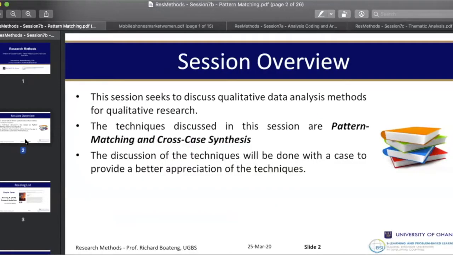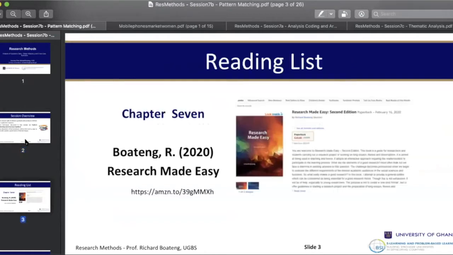Our objective today is to look at two techniques, pattern matching and cross case analysis. We are still using our book, Boateng, Research Made Easy, 2020 edition, which has an updated section on data analysis. Since analysis tends to be a core area in research, I will always be updating that section so that students will understand different techniques and how to apply them easily to their thesis.